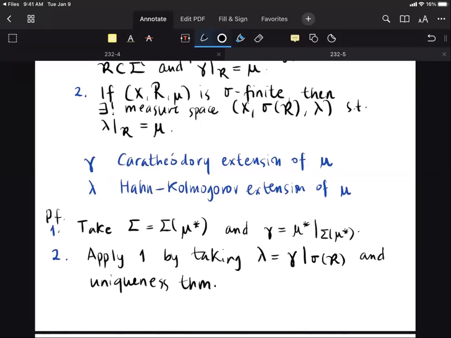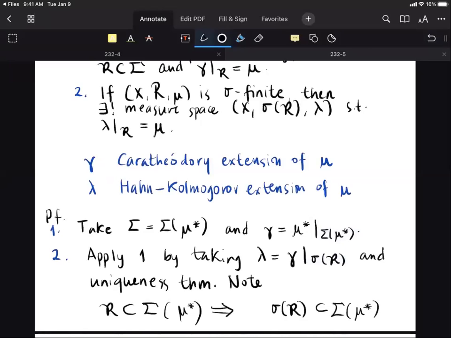Okay, but am I sure that this is contained in this set? So we are asking if the ring generated by R, are all the elements measurable. Well, that is indeed the case because we know that the elements of the ring are all measurable. Since sigma of R is the smallest sigma algebra containing R, and this is a sigma algebra containing R, therefore sigma of R is a subset of this sigma algebra. So we can indeed take the restriction of gamma.